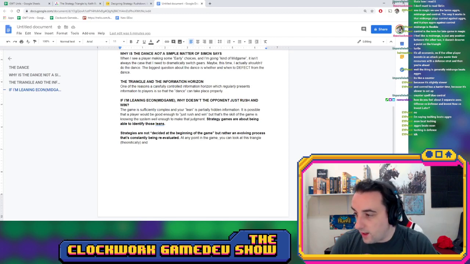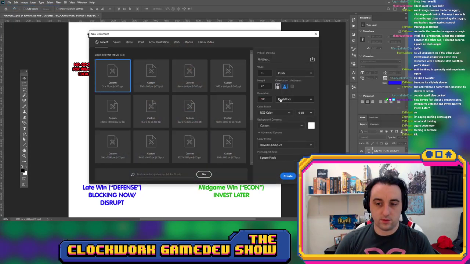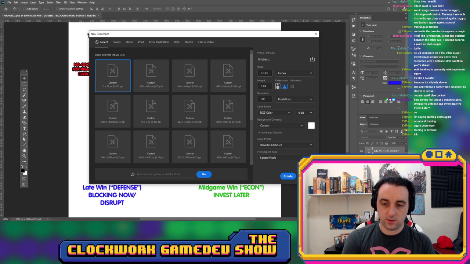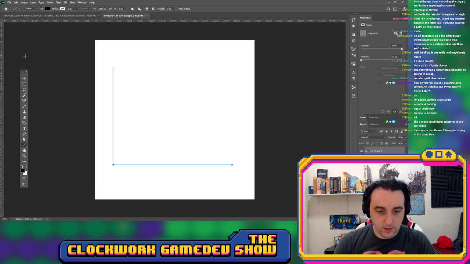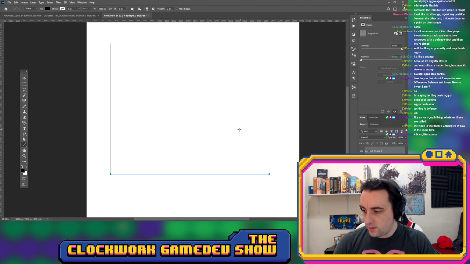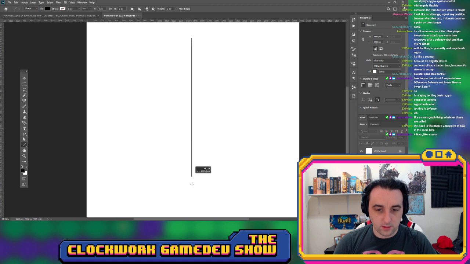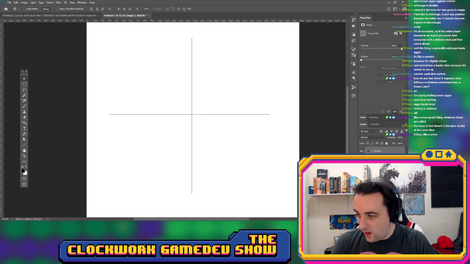What was I typing here? How do you feel about two separate axes? No More Birds asks, two separate axes: offense versus defense, and invest now versus invest later. Two separate axes. So you mean like a chart like this? Let's make a new thing here. Cross graph, yeah. So you're saying, if I'm not mistaken, four lines, like a cross. Oh, I see. Okay. I see what you're saying, yeah. So you're saying invest now, invest later.